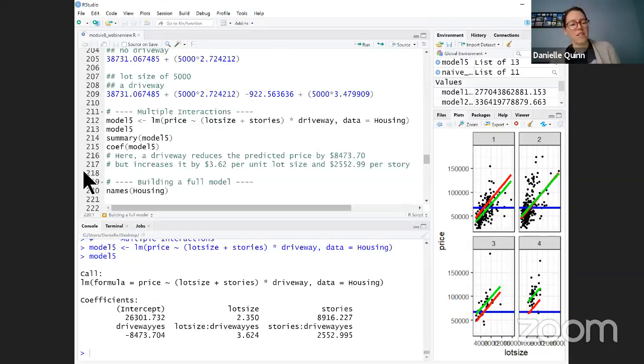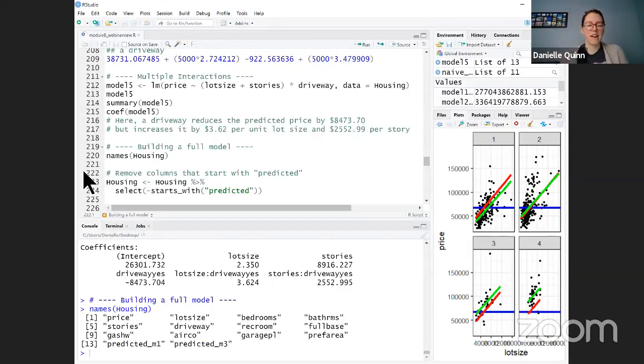So if we look at all of the columns in housing right now, and we say we want to use all of the predictors, one thing we want to do is make sure that we get rid of these two columns called predicted M1 and predicted M3, right? Because these are not predictors that we want to use. These are predictions from old models. So we will first start by removing the columns that start with the word predicted.